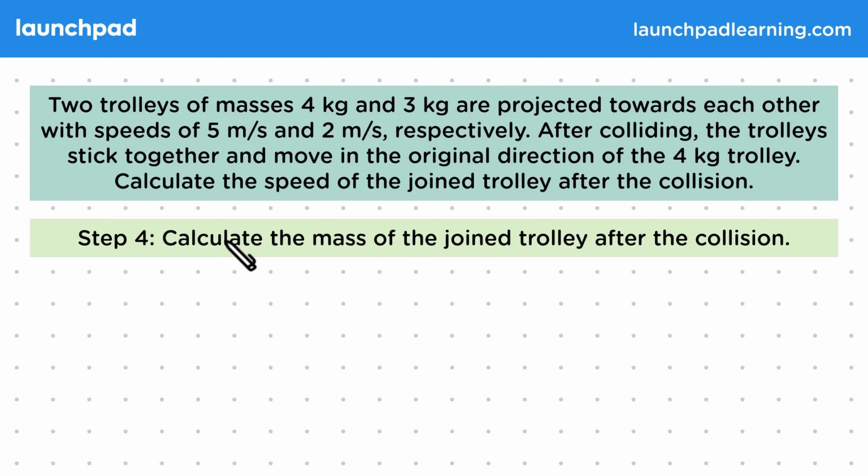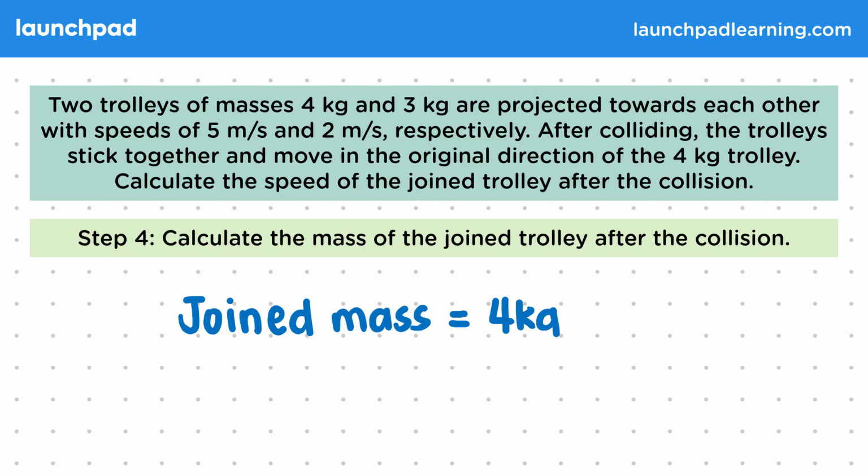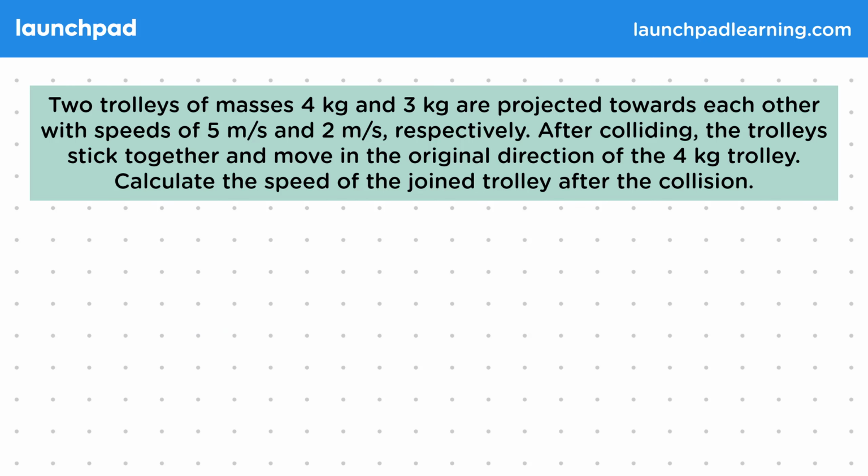Then in step 4, calculate the mass of the joined trolley after the collision. Now this is the key step in this kind of momentum question. We need to use the fact that when two objects stick together during a collision, we treat them as a single object with a mass equal to the total mass of the individual objects. In this case, the joined mass of the two trolleys is equal to 4 kilograms plus 3 kilograms, which is 7 kilograms. Now we can use this mass and the momentum to find the speed of the combined trolley. We'll do this using the equation for momentum.